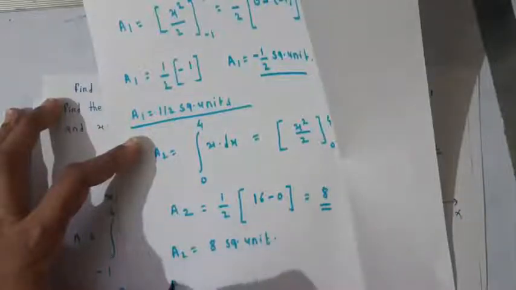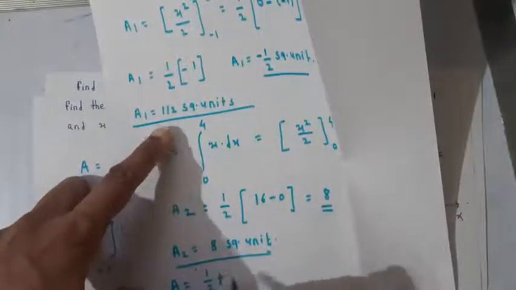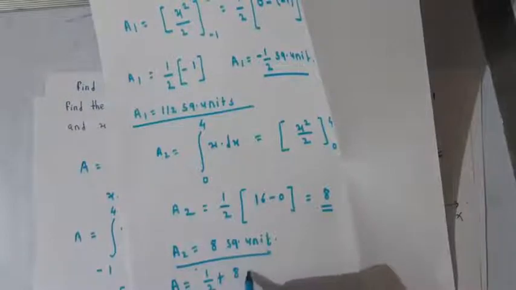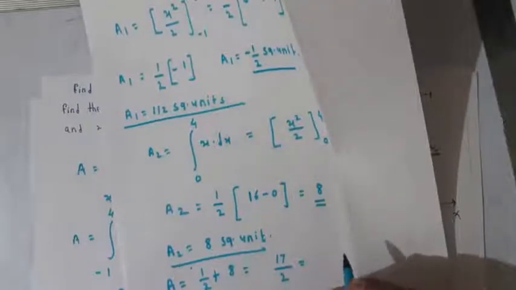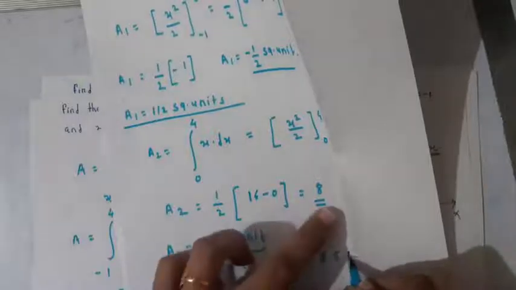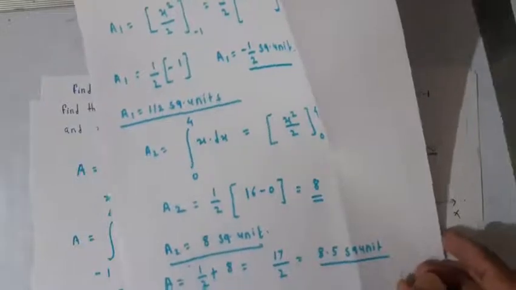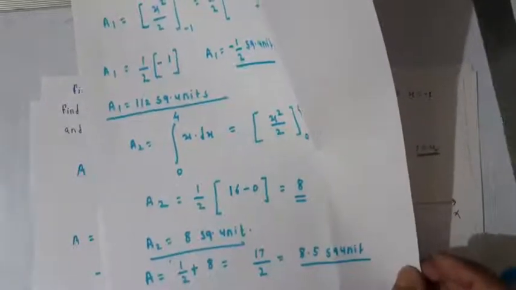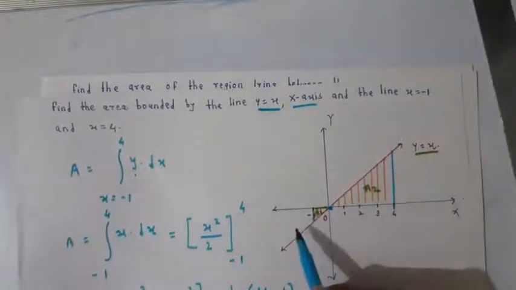And total area A equals A1 plus A2. A1 is 1 by 2 plus A2 is 8. 1 by 2 plus 8 is 17 by 2, and that is 8.5 square units. This is the required area. In this way we have to find it.